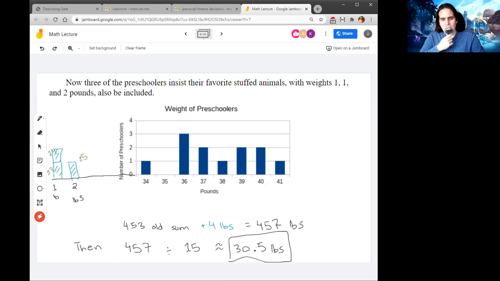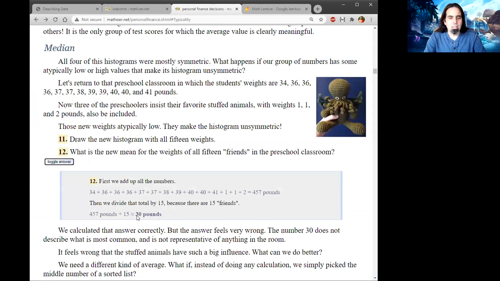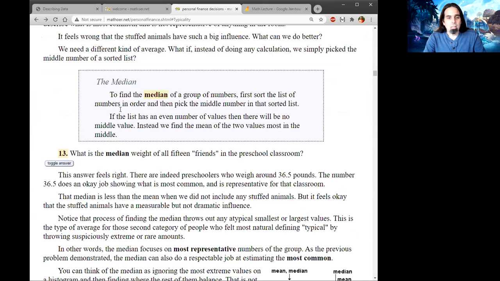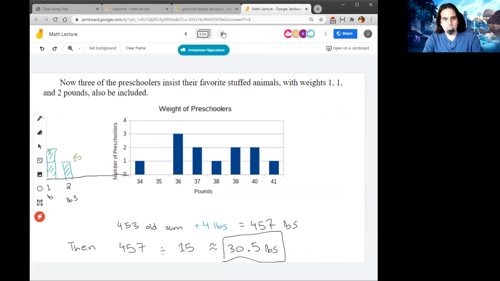Then I'll say what is typical isn't really a fair question anymore. The stuffed animals and the preschoolers are two different groups. To try and say a single thing of what's typical in this room isn't realistic because there are two different things happening in the room. So we need a different kind of average for this situation. This is called the median, and we sort the list and pick the one in the middle.